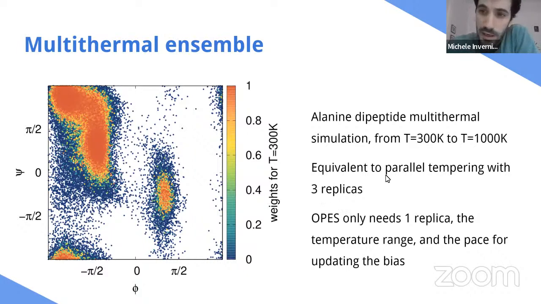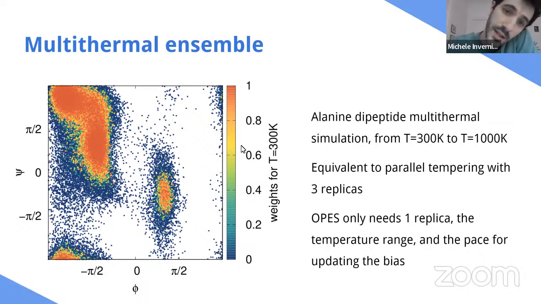You can do this with parallel tempering. You would have to use 3 replicas. With OPES, you can do it with only 1. And again, the only input that you need to give to OPES is what's the temperature range that you want to sample and how often you want to update your bias.